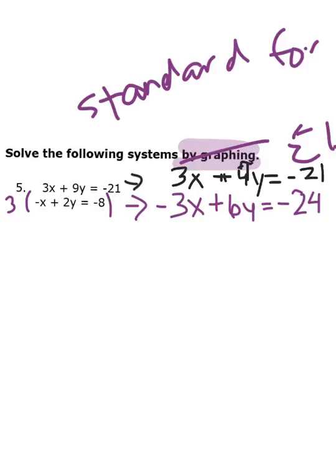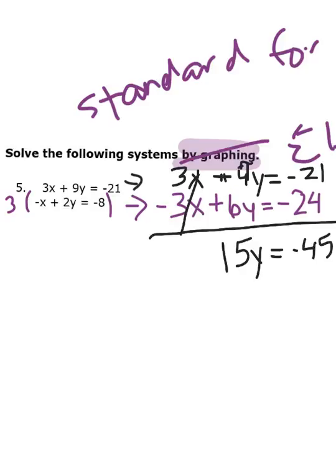So from here, I'm just going to go ahead and add everything going straight down. Here, my 3x's are going to cancel out. 9y plus 6y gives me 15y, and this is equal to negative 45. Divide both sides by 15, and we get y has a value of negative 3. So for our solution, we have a y value of negative 3.